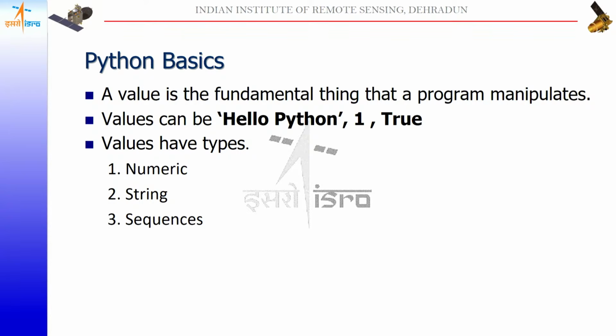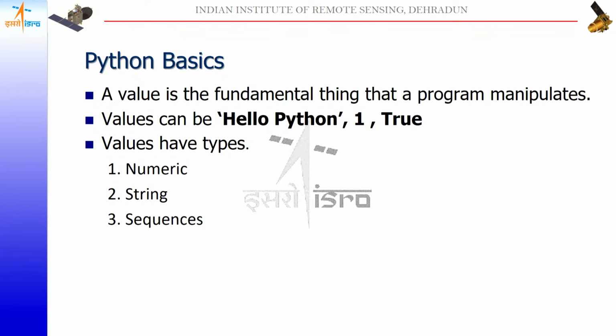So anything you want to store in a program needs to be stored as a value, right? A value can be of any type. It can be a string, a set of characters, or an integer, or a boolean type that contains the values true or false. It can be a complex number, whatever it is. So value is the fundamental thing that a program manipulates, and values can be of multiple types, depending on what kind of data you want to represent using that value.